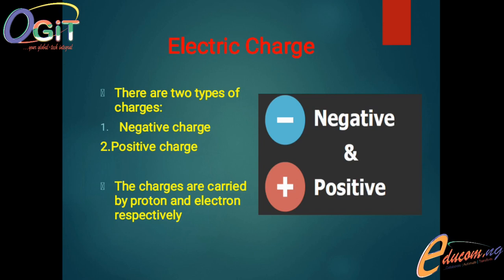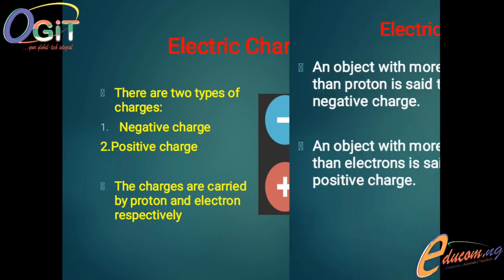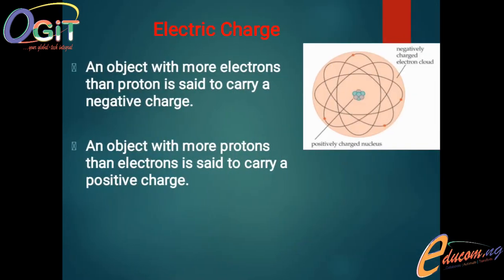Having understood this, then we'll be able to extend our knowledge. An object with more electrons than protons is said to carry a negative charge, and an object with more protons than electrons is said to carry a positive charge. Don't forget, we've said earlier, electrons carry negative charge and protons carry positive charge. Good.